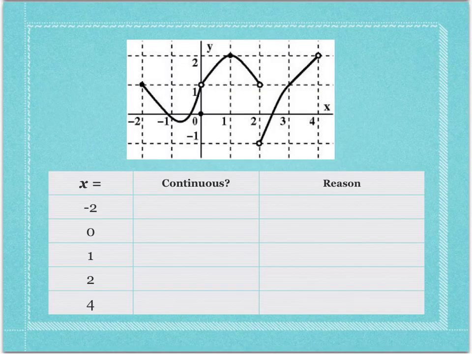Alright, here's a good example. Here we have a goofy looking function up here, as you can see. We're going to look at it in these various spots and try to figure out if it's continuous or not, and we'll try to write in our various reasons here. Alright, so first of all, we'll look at -2. Notice -2 is an endpoint, and it's a filled-in endpoint. So we're going to say that, yes, this is continuous there.